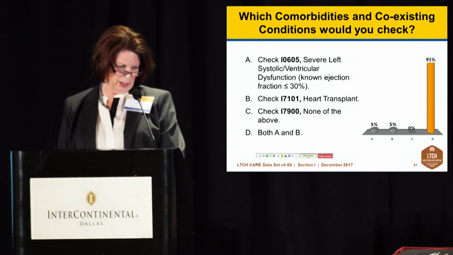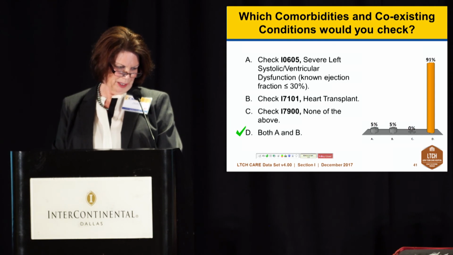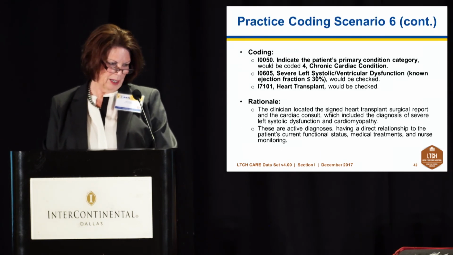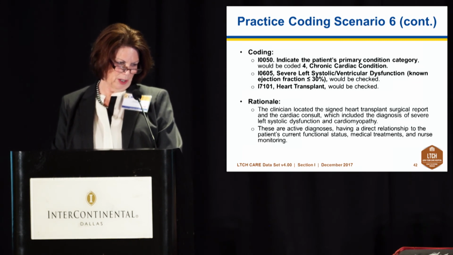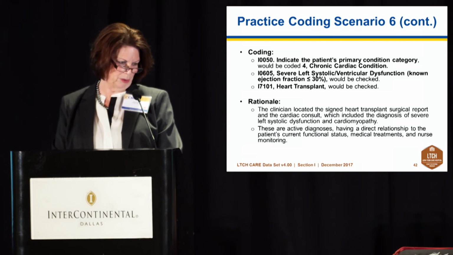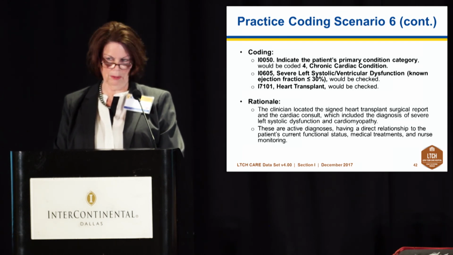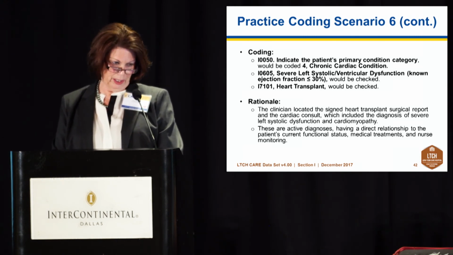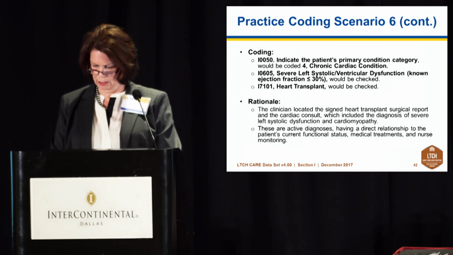91% selected both A and B. That is the correct answer. So to summarize this scenario, you're going to code I0050, indicate the patient's primary medical condition is chronic cardiac condition, as you did. And then for the coexisting and comorbidities, you are going to select severe left systolic ventricular dysfunction because the patient's ejection fraction was less than 30%, and also it was documented in the medical record, and this patient also had a heart transplant.